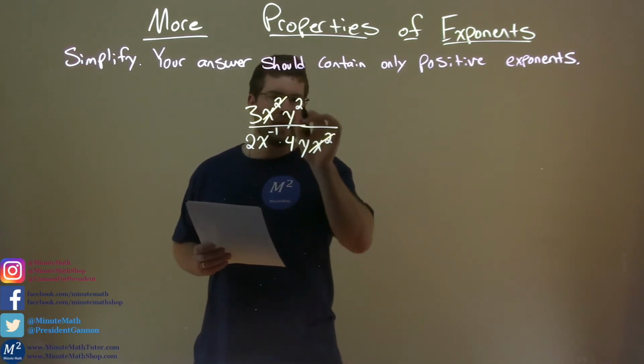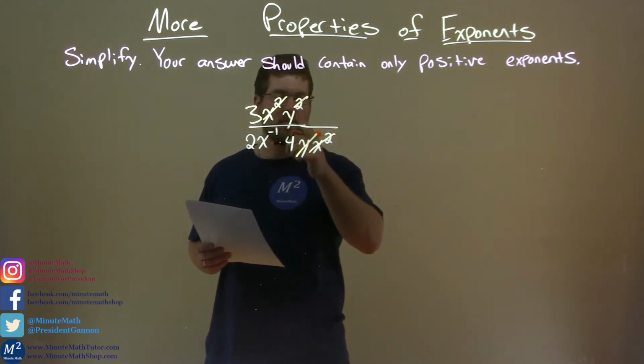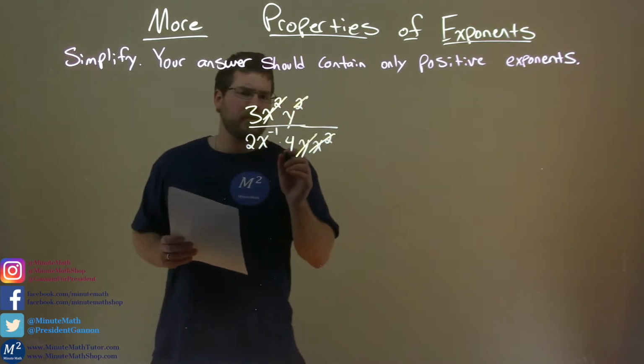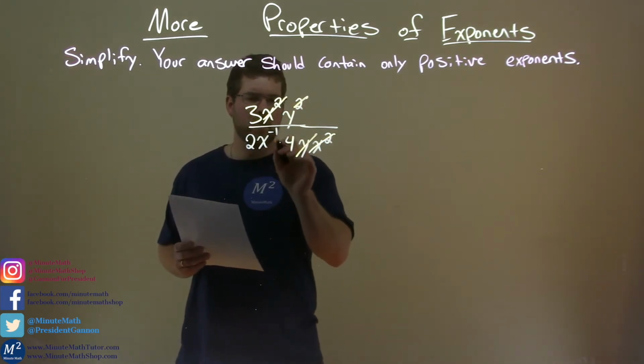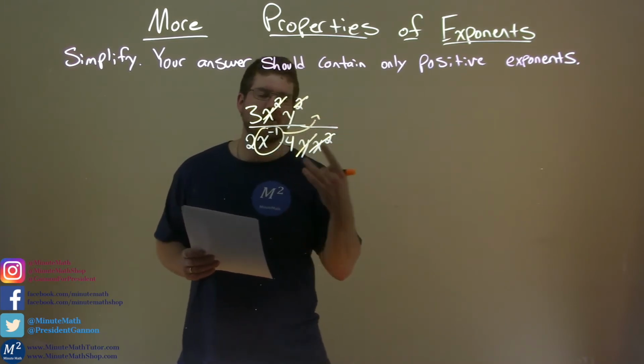We have 1y down here and 2 up in the numerator. Cancel that out. Cancel that out. We're left with 1 there. Don't forget it. Now, notice here, this x to the negative 1, that thing can be sent to the numerator if we make it a positive 1.